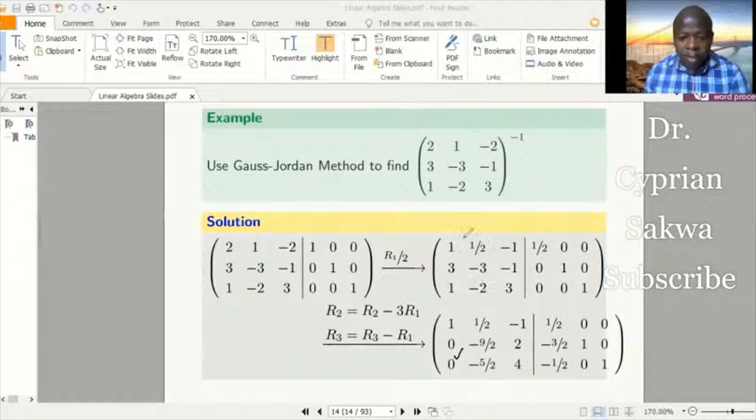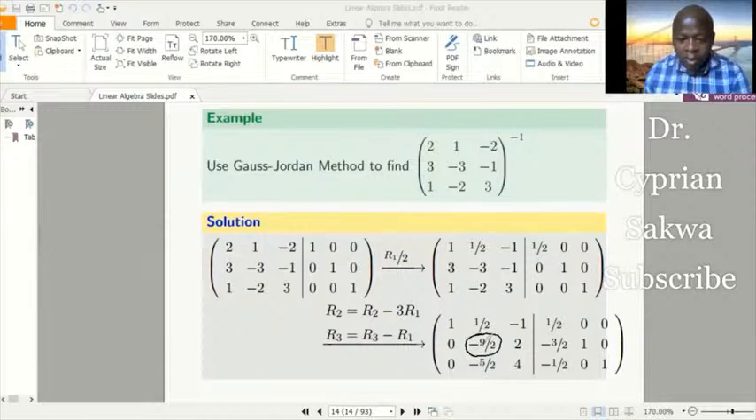Negative 2 minus a half gives us negative 5 over 2. And then 3 minus 1 gives us 4. So you do it for the entire row, and you have this. Now, the next step is to create a 1 in this position.